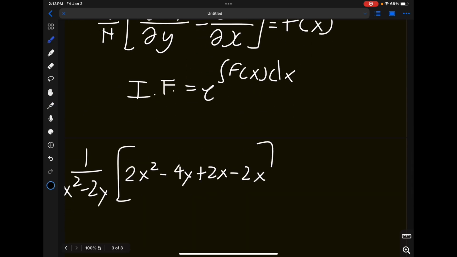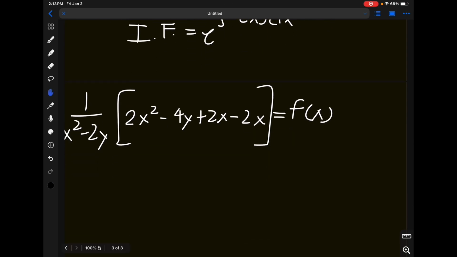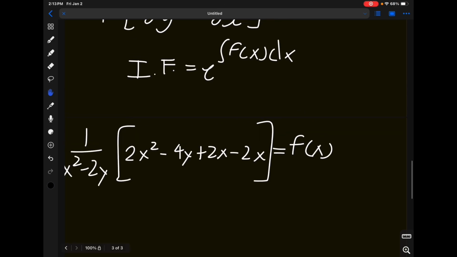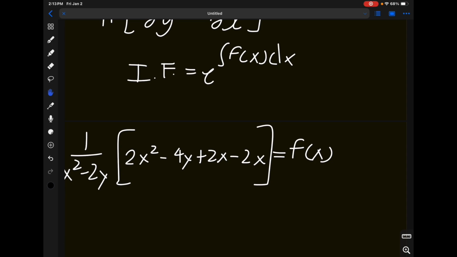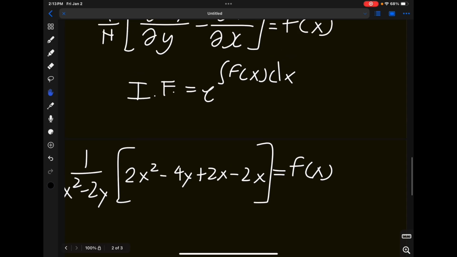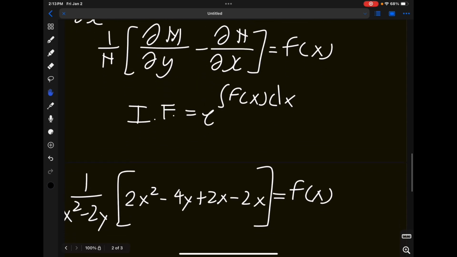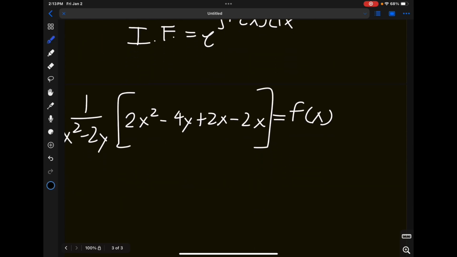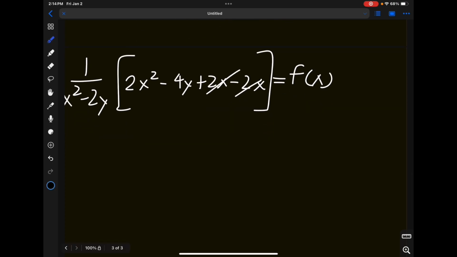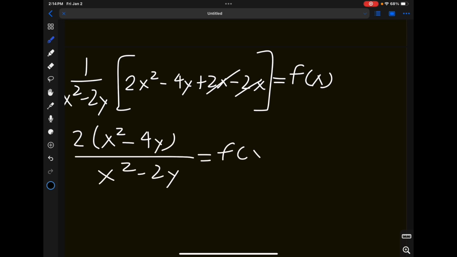Then we solve for f of x. F of x means we must get only terms of x. If we do not get f of x, and there is y included, then we solve for the second condition, which is, I did not write the formula for the second condition, so never mind, let's just continue. This 2x minus 2x is cancelled, then common factor 2, we let 2 out, all over x squared minus 2y. So simply our f of x is just 2.